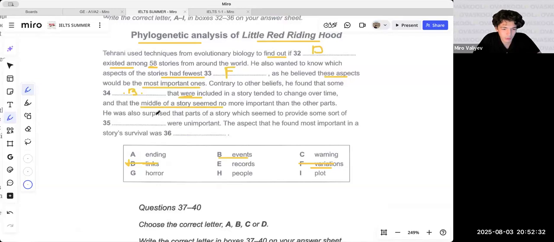Then he was also surprised that parts of a story which seemed to provide certain information were unimportant. So those parts were unimportant. Unimportant could be not important or trivial. Another good synonym for that is trivial, which I always use in my speaking. And he was surprised, maybe amazed or shocked. So let's take a look.